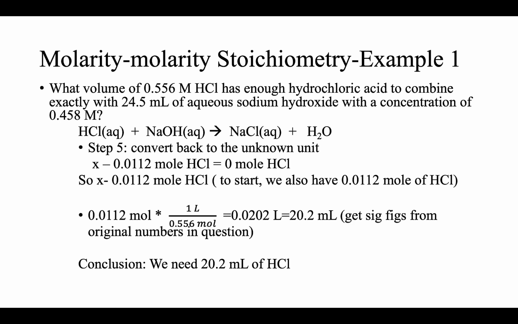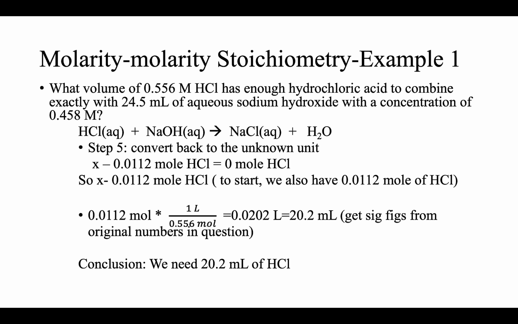The next step: we have found the number of moles of HCl, but the unknown here is the volume of the HCl solution. It's the same idea. We know the concentration of the HCl solution, and we also know the number of moles of HCl, the solute. So we can calculate the volume by taking the number of moles of HCl divided by the molarity of HCl. This is exactly what I did: 0.0112 moles divided by 0.556 moles per liter.